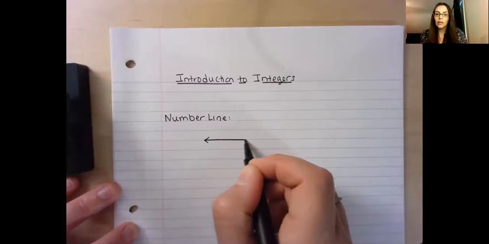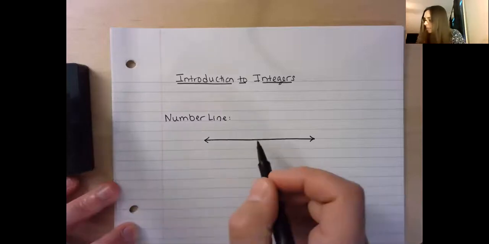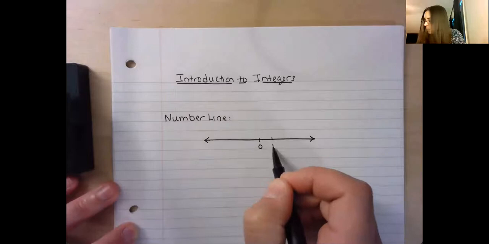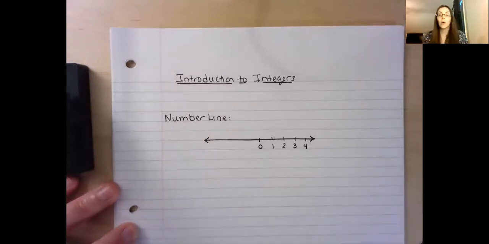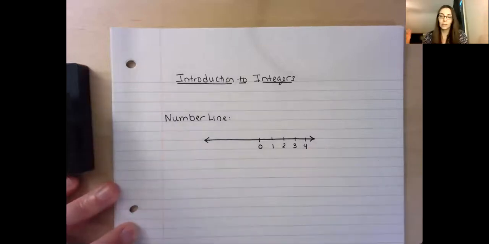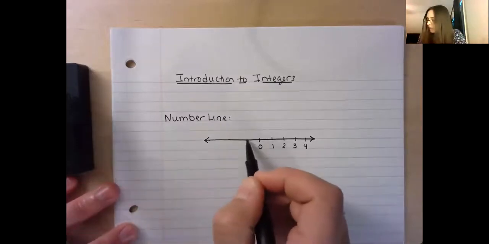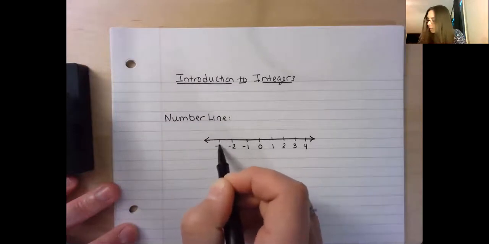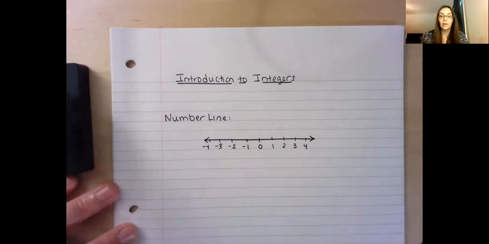I have an arrow on each side because it does continue in both directions. And typically you have 0 in the middle. And then you have the numbers 1, 2, 3, 4, and so on, continue on the right. And again, that arrow means it's going to keep going forever. So I could keep counting up and up and up. And then on your left, we're going to introduce the negative numbers now. So we're going to count out really sort of the same way, 1, 2, 3, 4, etc., but with negative numbers instead.